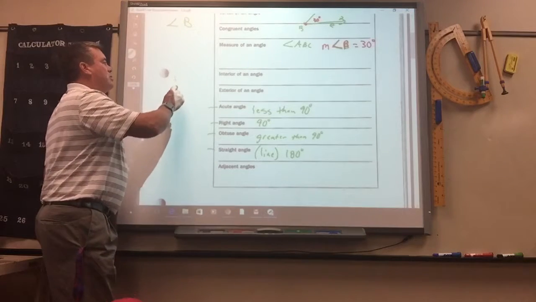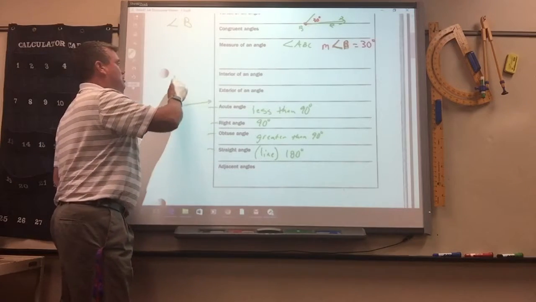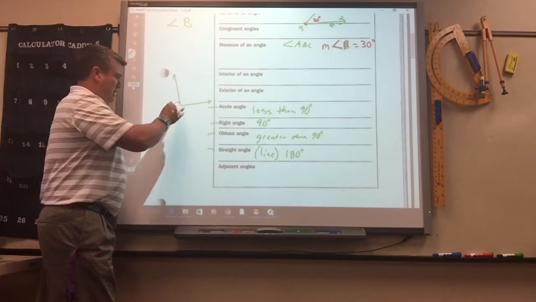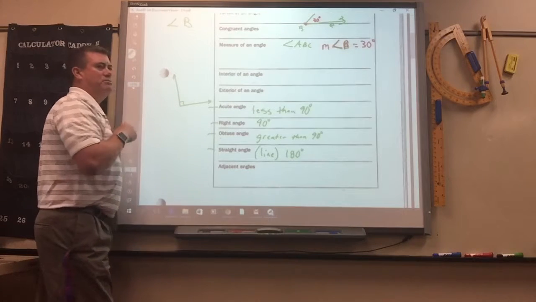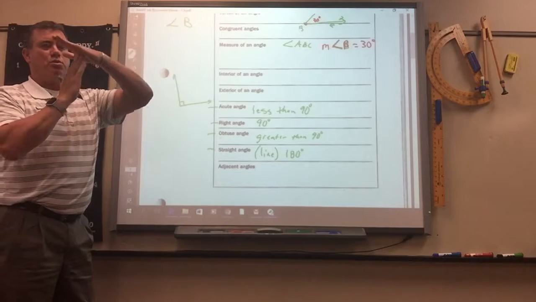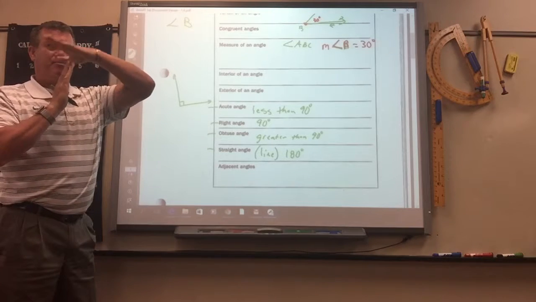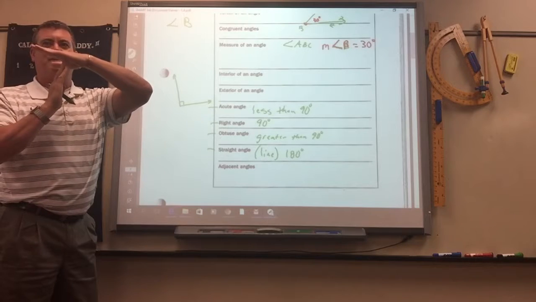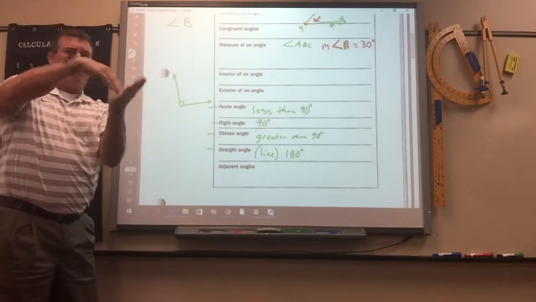So, in order to show a right angle, do you remember what they put in the picture? A little box, a square. If you see that, it means it's a 90-degree angle. If they form a 90, the two lines are perpendicular.